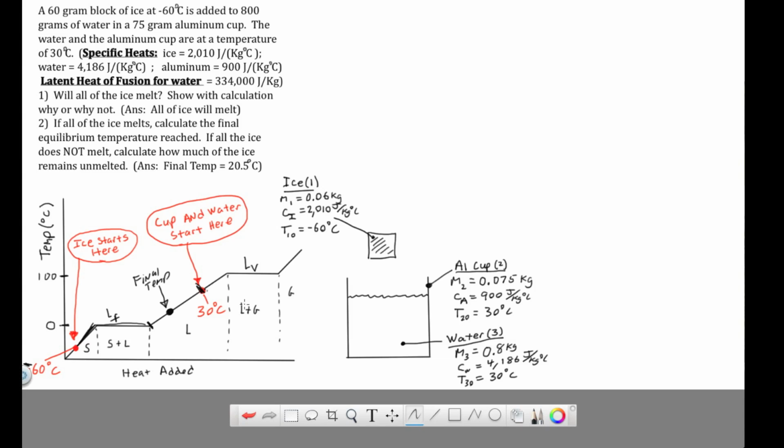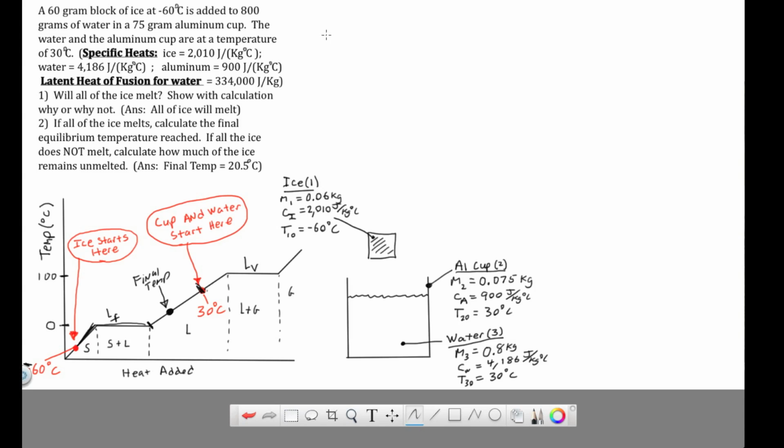So the way we're going to do this is with the idea of calorimetry, which is heat loss equals heat gain. So in this situation where the ice is dropped into the warm water being held in the aluminum cup, the ice will be gaining heat energy, and the aluminum cup and the water will be losing heat energy. So I'm calling the ice object 1, the aluminum cup is object 2, and the water is object 3.